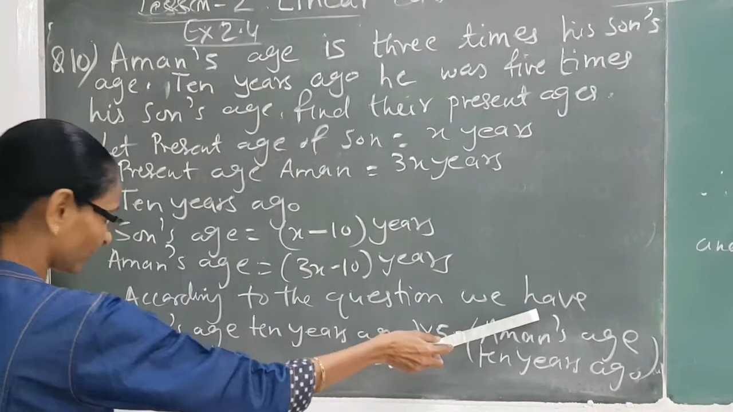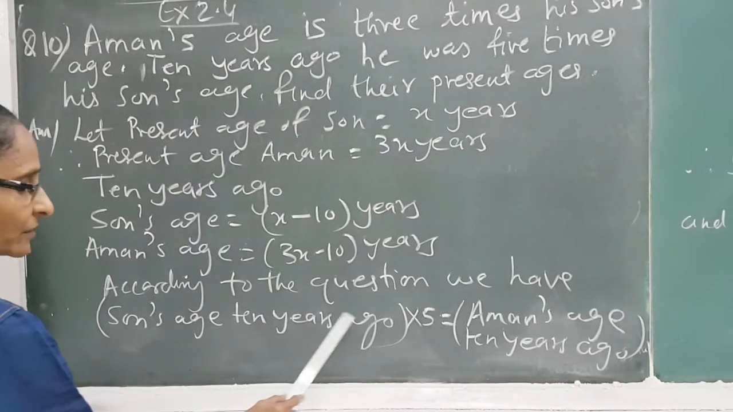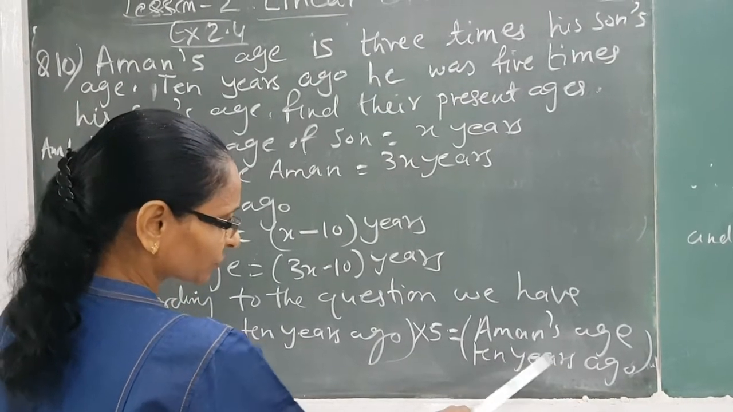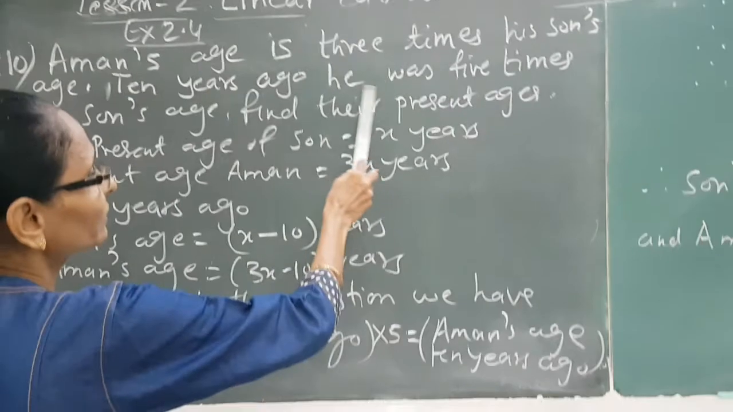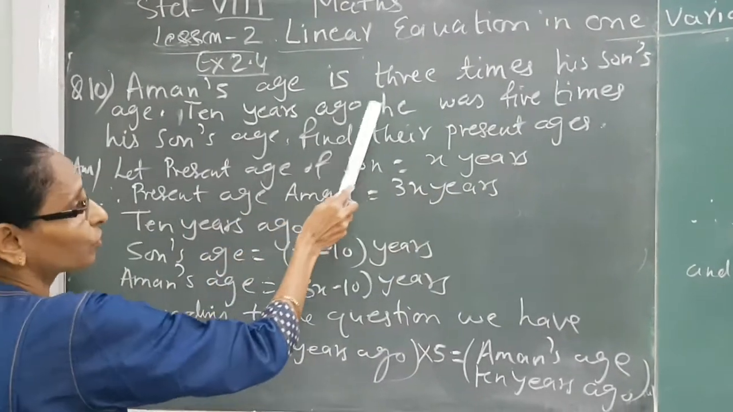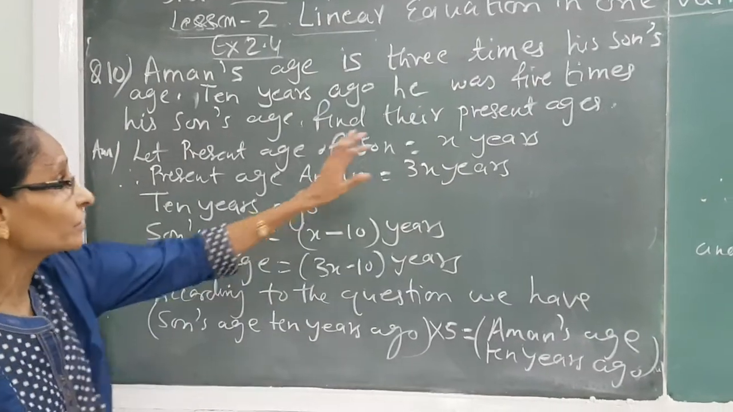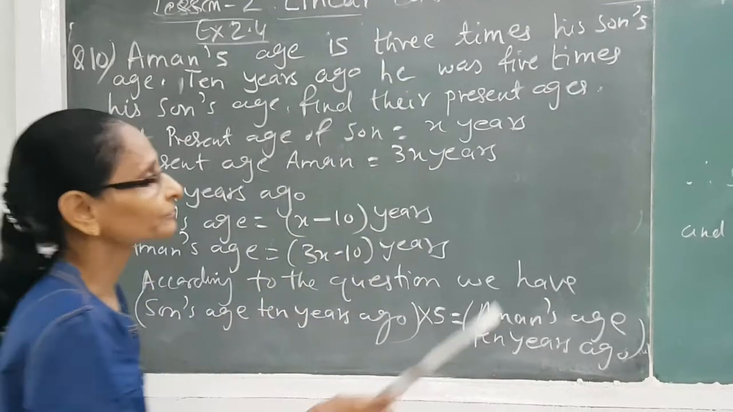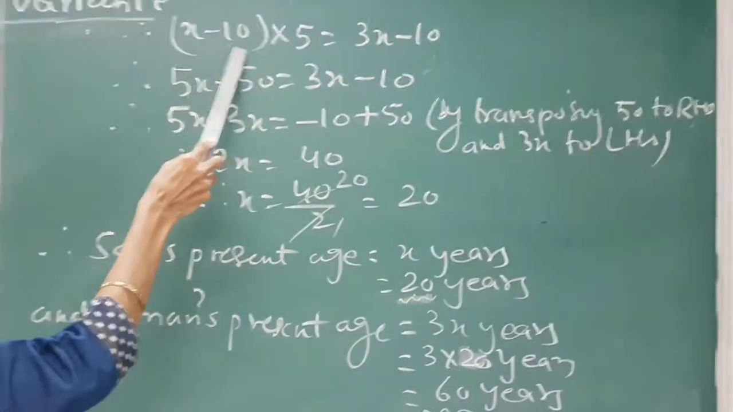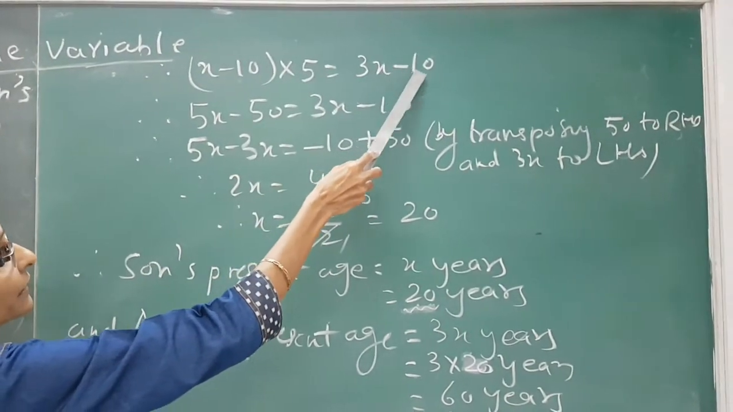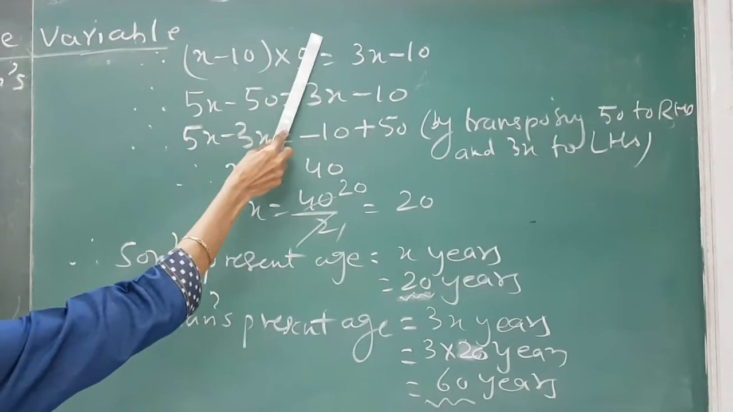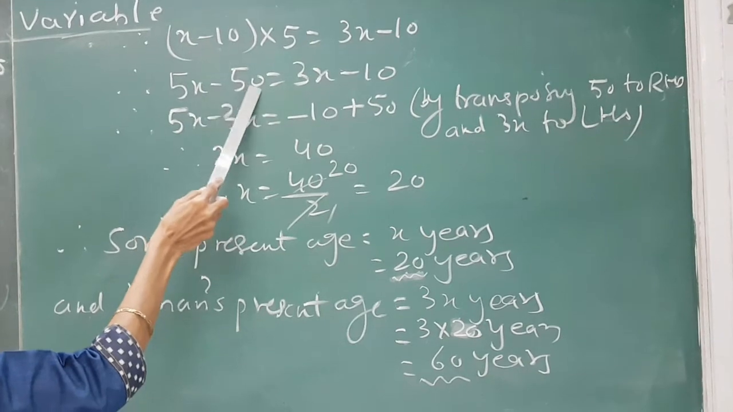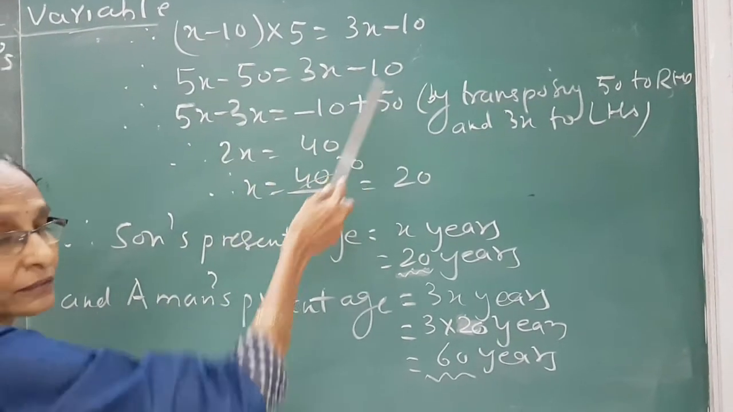Now according to the question we have the son's age 10 years ago multiplied by 5 is equal to Aman's age 10 years ago. See, it is given, 10 years before, he was 5 times his son's age. That means Aman was 5 times his son's age. Therefore, x minus 10 into 5 is equal to 3x minus 10. Now, open the bracket, multiply 5 with first x and then 5 with 10. So 5x minus 50 is equal to 3x minus 10.